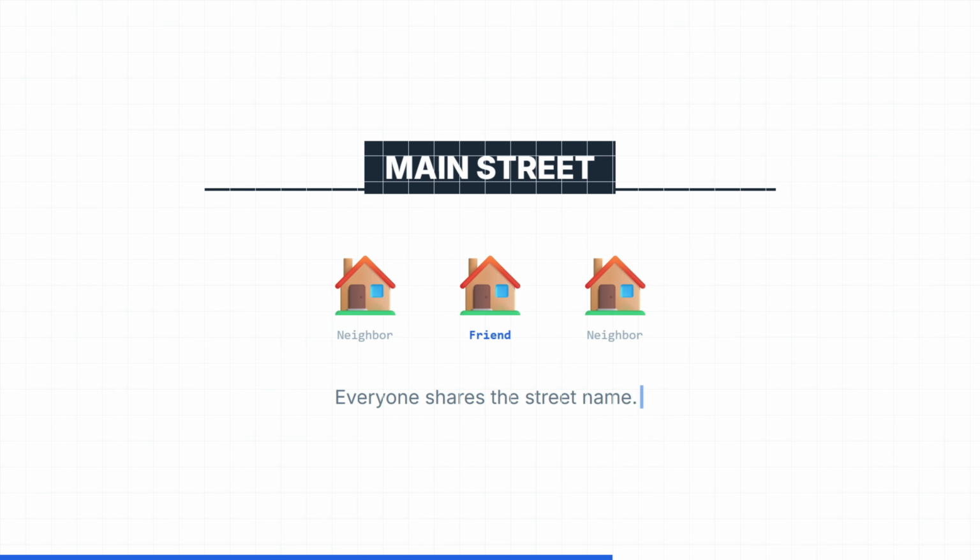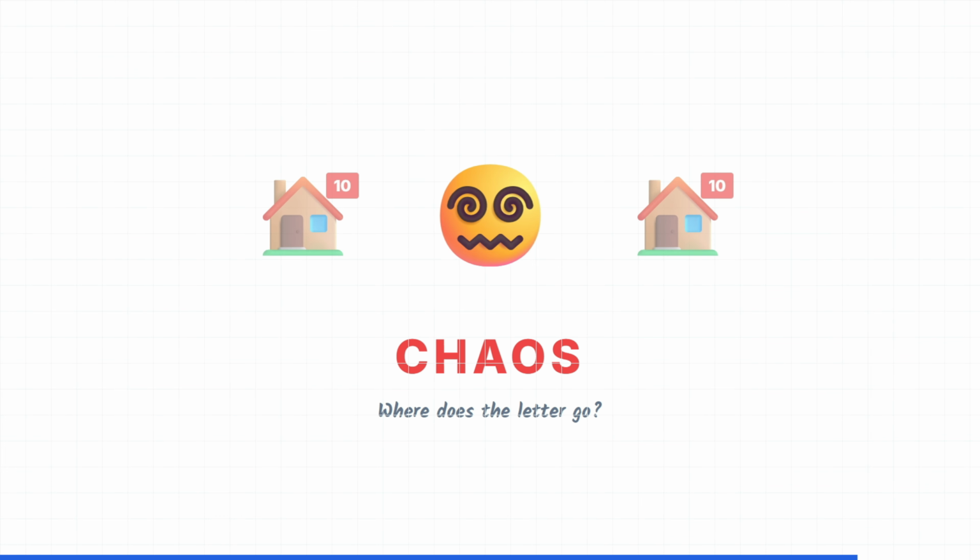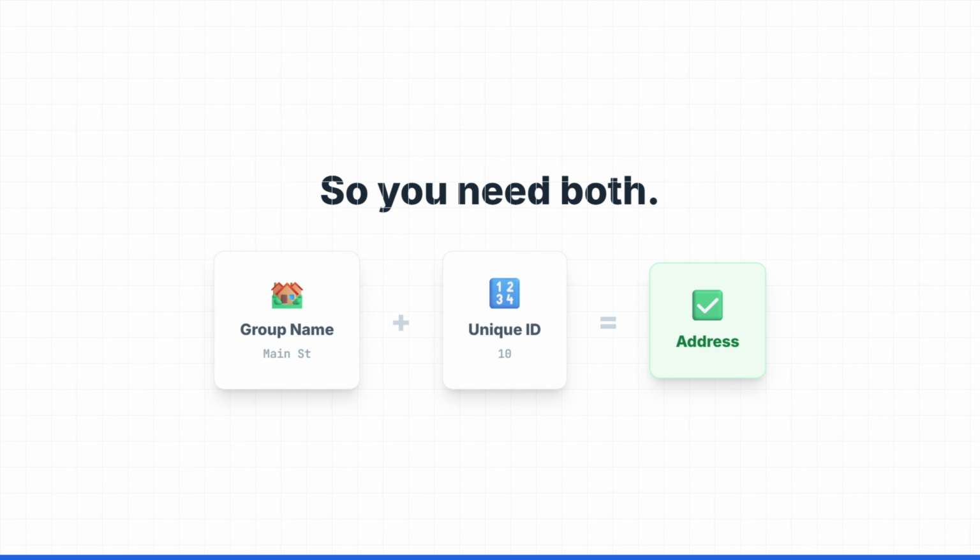First, you have Main Street. That is the neighborhood. That is the street name. Everyone who lives on that street shares that name. The neighbor to the right is on Main Street. It groups them all together. Then you have the number, 10. That is the specific house. That number is unique to your friend. If the neighbor was also number 10, the mailman would go crazy. He wouldn't know where to put the letter. So you need both. You need the group name, and you need the specific unique ID.